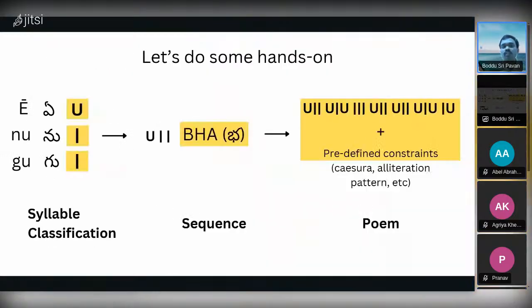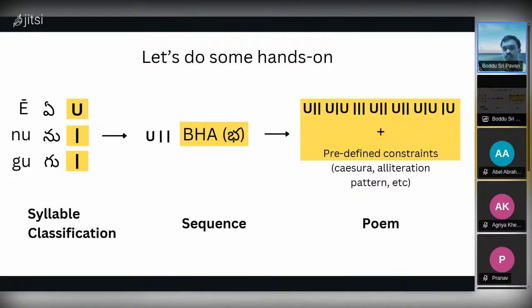I think everyone got it. Let us do some hands-on. This is a word in the Telugu language which corresponds to elephant, Enugu. Here, the first letter E is a heavyweight and it is pronounced a little more elongated compared to Nu and Gu. So the first is classified as heavyweight and the remaining 2 are classified as lightweight. When we observe, we have U, I, I. The predefined syllabic sequence name for U, I is Bha.